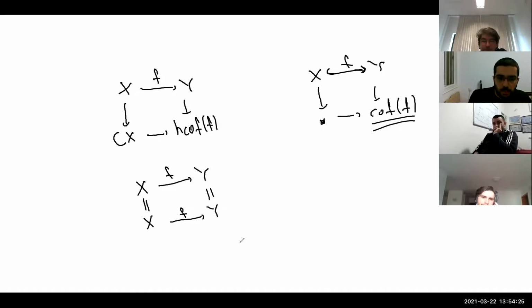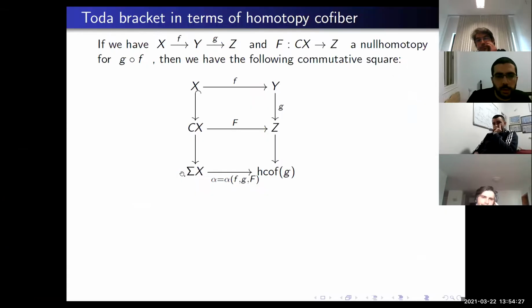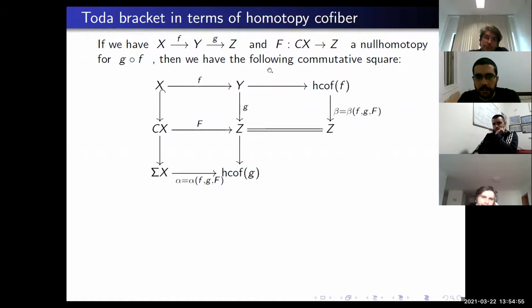So back to our PDF. Here I have this square. I apply the homotopy cofiber. I get a map from the homotopy cofiber of this to the homotopy cofiber of this. In my model, the homotopy cofiber is the suspension here, and the homotopy cofiber of G I denote by this notation. And we can do the same in the other direction, and we get the following. Here you see I choose the homotopy cofiber of this, because this is contractible, to be Z, and I get this map.